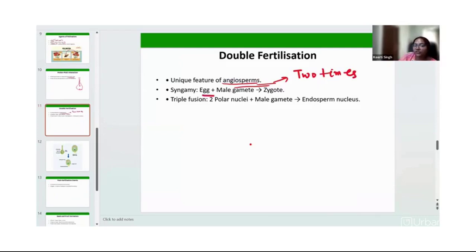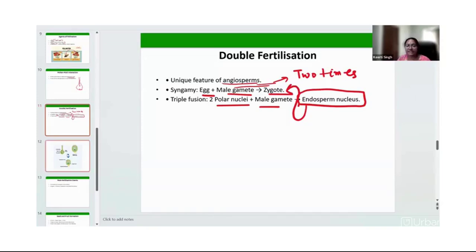First, the egg will fuse with the male gamete to form a zygote. Second, the male gamete will fuse with two polar nuclei and lead to the formation of the endosperm nucleus. This endosperm nucleus will actually help in the development of this zygote.